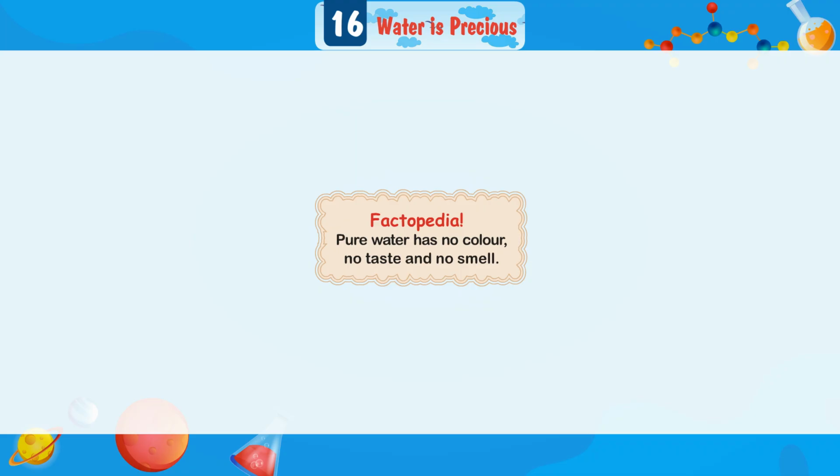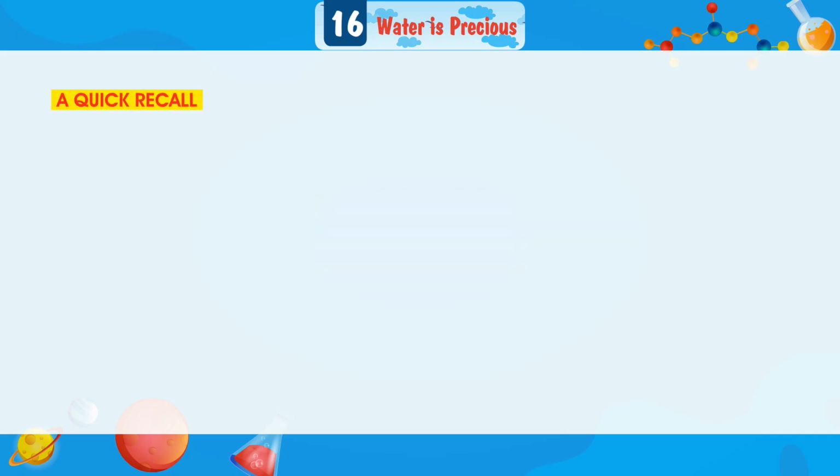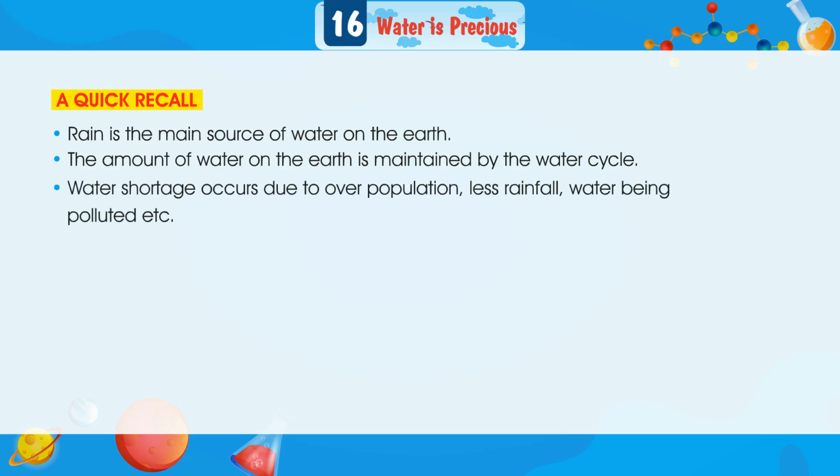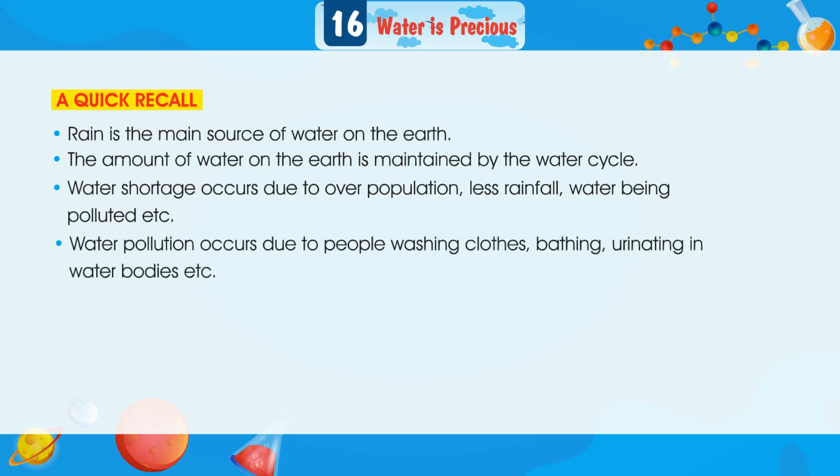Factopedia. Pure water has no color, no taste, and no smell. A quick recall. Rain is the main source of water on the earth. The amount of water on the earth is maintained by the water cycle. Water shortage occurs due to overpopulation, less rainfall, water being polluted, etc.